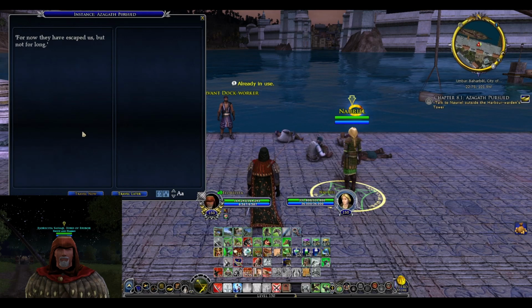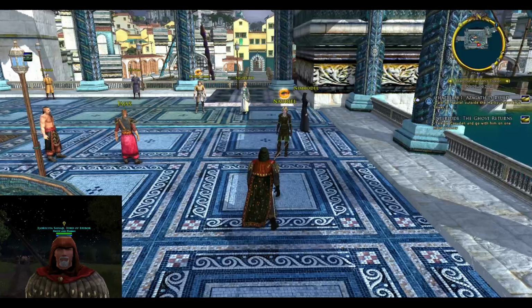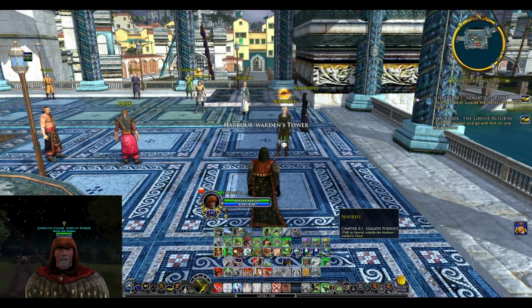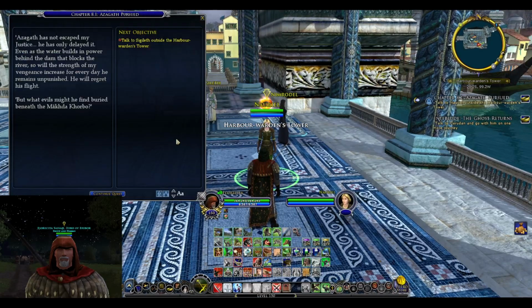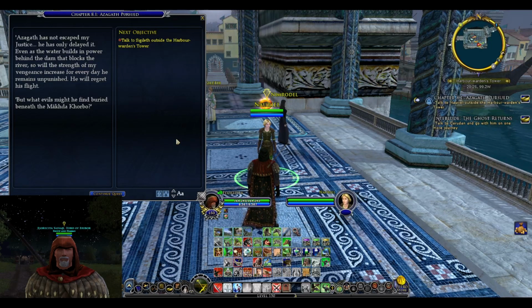For now they have escaped us, but not for long. Azagath has not escaped my justice. He has only delayed it. Even as the water builds in power behind the dam that blocks the river, so will the strength of my vengeance increase for every day he remains unpunished. He will regret his flight, but what evils might he find buried beneath Makhada Korbo?